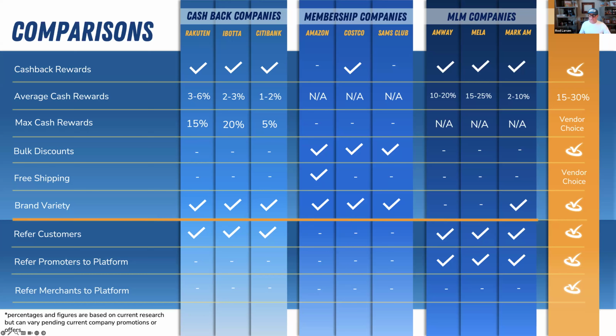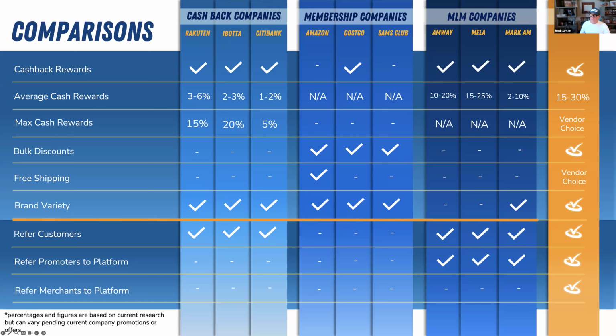None of these types of category companies do. But what they do offer is the ability to get bulk discounts, in Amazon's case free shipping, and of course all three of these have very wide brand variety. Of course, Amazon or anything like that, a type of platform purchase, has the broadest of all brand varieties in this segment. Going over to MLM companies, network marketing companies, everyone is familiar with Amway and Melaleuca and Market America.